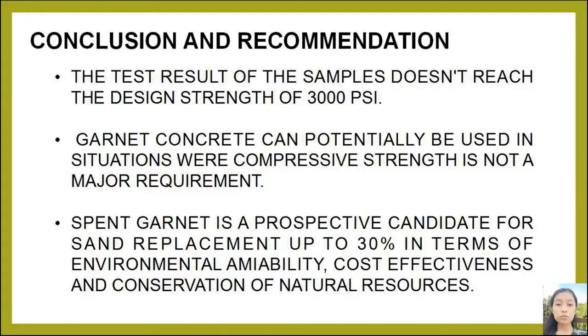First, the test result of the samples doesn't reach the design strength of 3000 PSI. Second, garnet concrete can potentially be used in situations where compressive strength is not a major requirement. And last, spent garnet is a prospective candidate for sand replacement up to 30% in terms of environmental amiability, cost-effectiveness, and conservation of natural resources. Like I said on the previous slide, the optimum replacement level was found to be 30% in all curing ages.